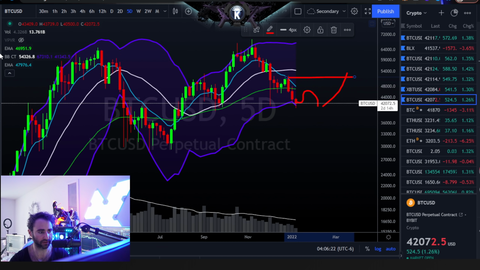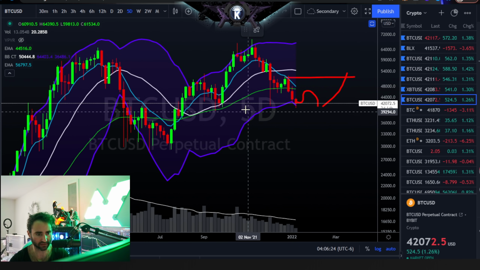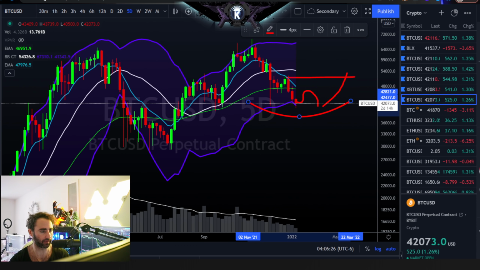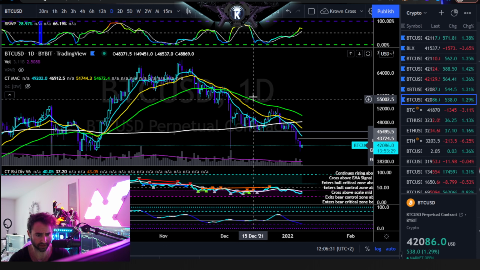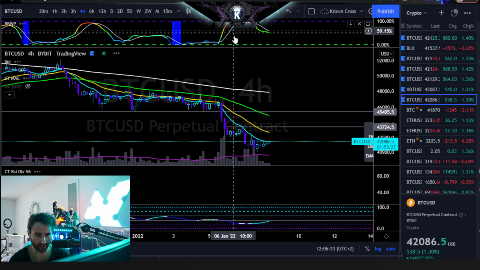Just looking at this right here, this would be another one of these, I suspect. Another one of these bigger bases, as you can see. So ultimately, I do still think that Bitcoin probably has another bounce here, as we've been kind of stating.